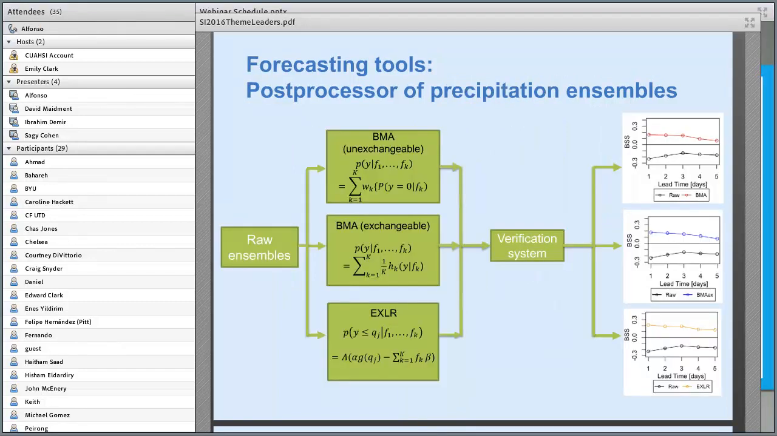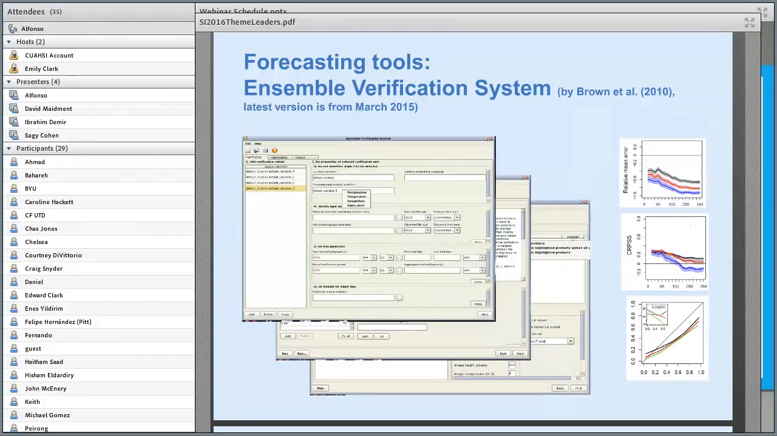Another tool that we can use is similar in spirit to the previous one, but this one analyzes the uncertainty in the precipitation ensembles. Again, this is something that we can use in the Summer Institute. These two could be used for project 2 and 3, for instance. The last tool is the ensemble verification system. This was developed by Brown et al. And it's something that we use basically to provide a consistent way of looking at verification of precipitation and streamflow forecast. And it's, again, something that we can use with all of our projects.